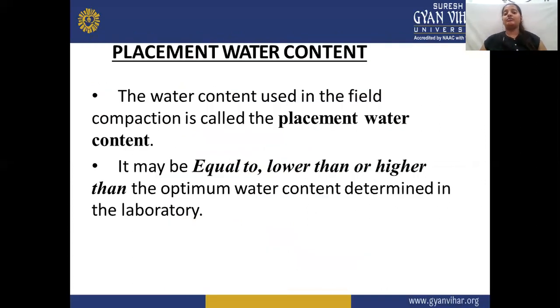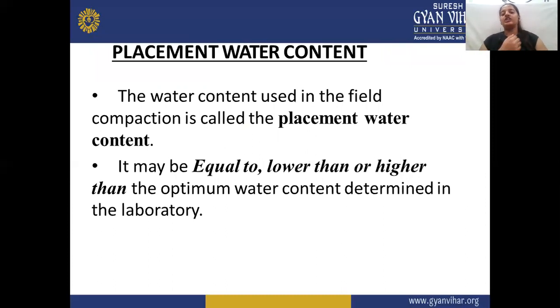Then we have to understand the placement of water content. The water content used in the field for compaction is called the placement water content. The water cannot just be directly sprayed onto the soil and compaction done. It is required that the whole sample of the soil is first driven out, shifted to a mixing area where the optimum water level is mixed, and the soil is left to mature. After the maturing takes place, the soil is placed back in different layers, and compaction on each layer is done.